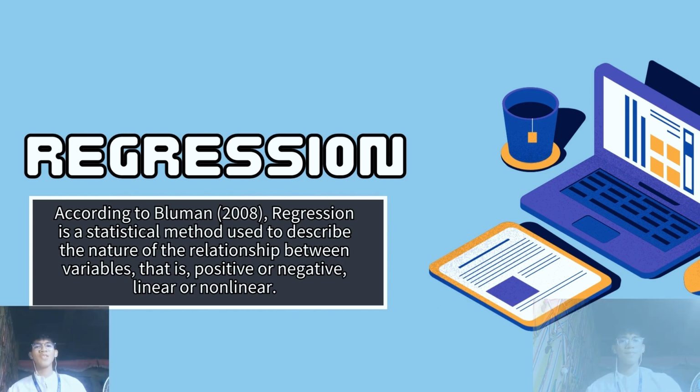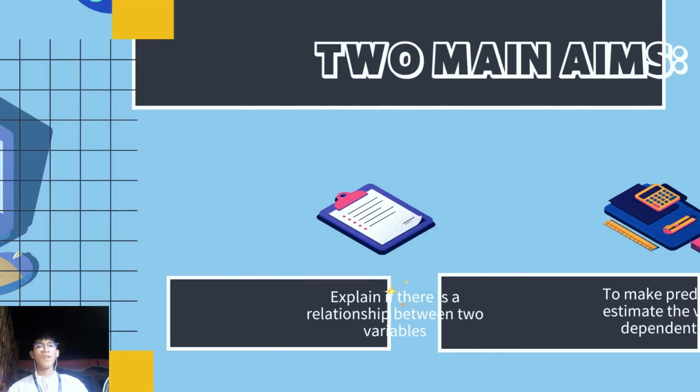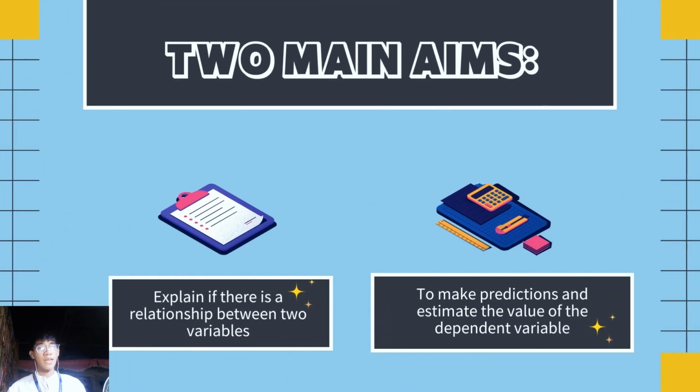Moving on, we must take into account the two main aims of simple regression analysis, which are, first, to understand if there is a relationship between two variables. Again, simple regression analysis is used to explore the relationship between two variables, typically a dependent and independent variable. The aim is to understand how changes in one variable affect the other variable and to describe this relationship using a linear equation.